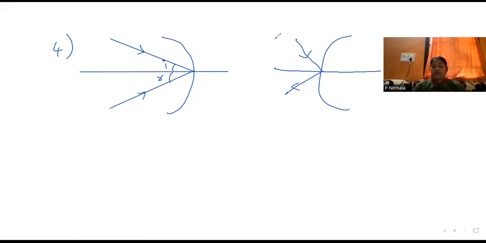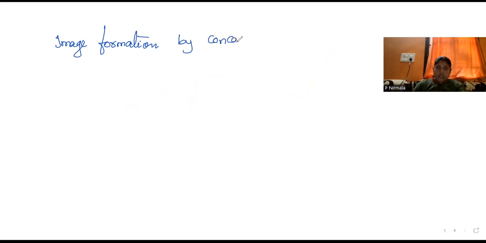Now we come to learn about the cases in the concave mirror, based on where the object is placed, because in MCQs and 2 marks questions, and they can ask a big question also, to write the ray representation of the concave mirror image formation. So we will look at that now. First, image formation by concave mirror.